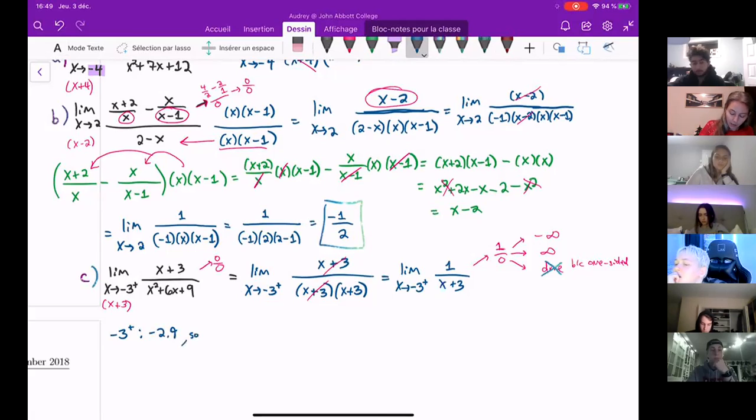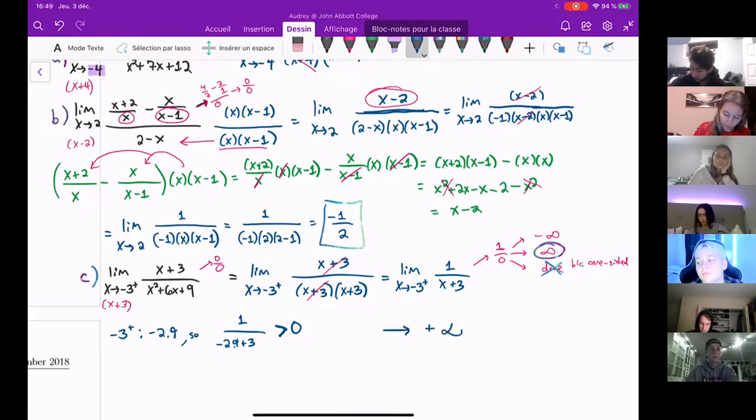So I plug that in. 1 over -2.9 plus 3. Is that positive or negative? Positive. So which one do I take? Positive infinity. You got it. It was positive, so I'm going to take positive infinity. Voila, that's my final answer.